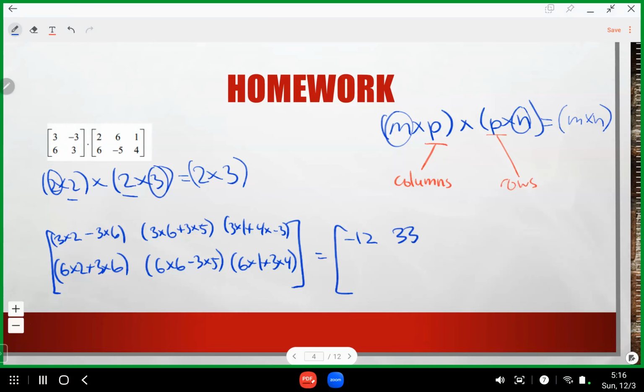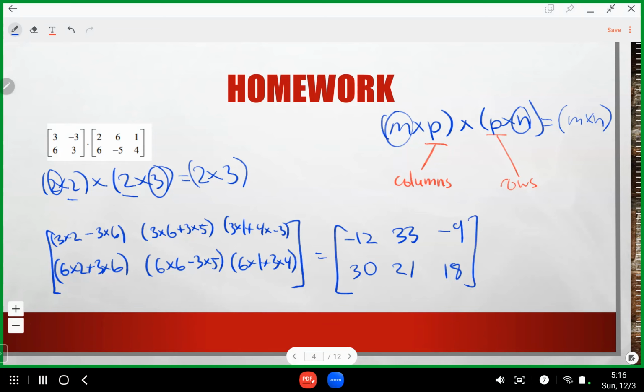The next one is 3, right? Minus 12. Next one is 12 plus 18 is 30. 36 minus 15 is 21. 6 plus 12 is 18. So this should be the resulting matrix.